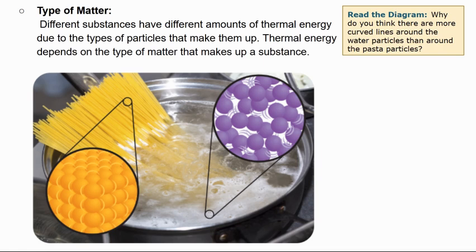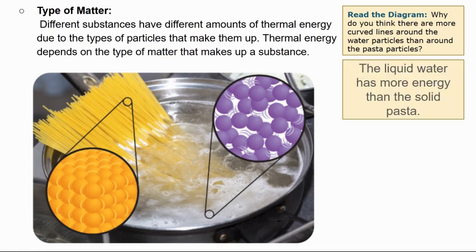Type of matter. Different substances have different amounts of thermal energy due to the type of particles that make them up. Thermal energy depends on the type of matter that makes up a substance. Why do you think there are more curved lines around the water particles than around the pasta particles? The liquid water has more energy than the solid pasta.